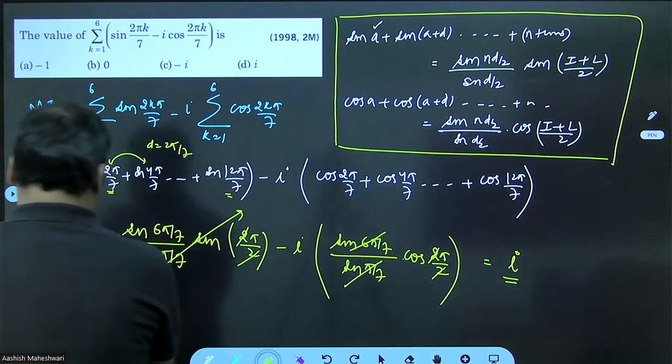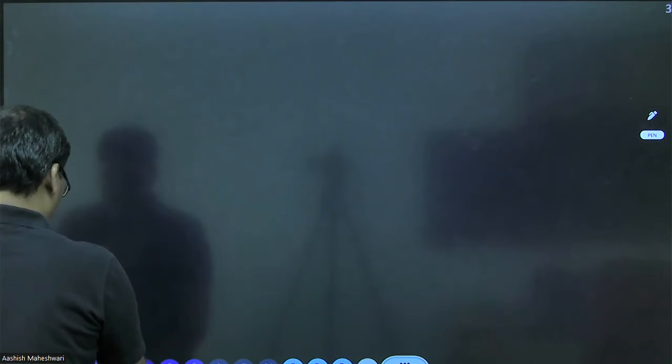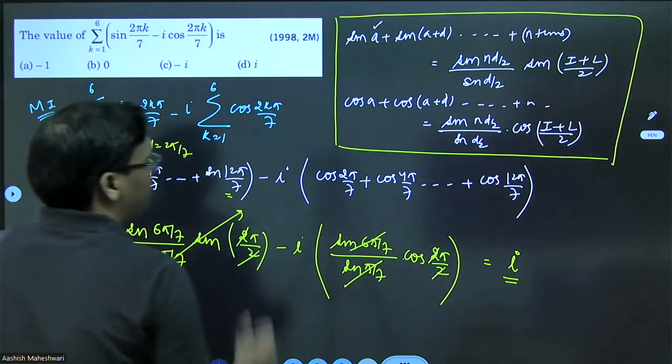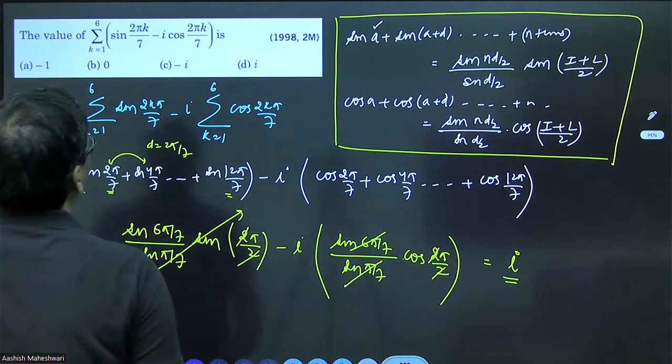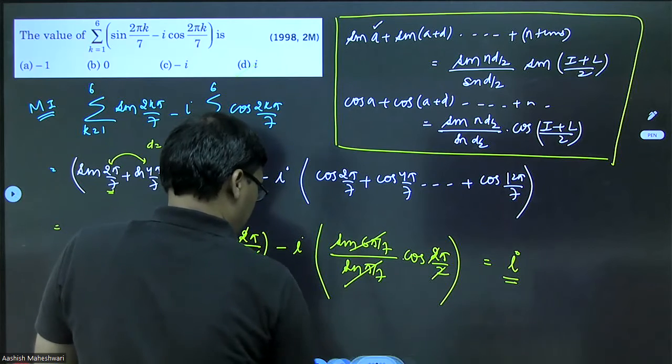So let's move to the next page. Let me take the next page. Okay, just hold on. So we have this question, sine 2k pi by 7. Okay, let me write.